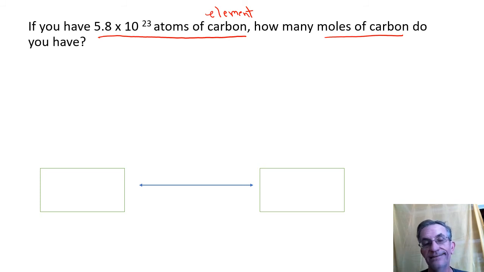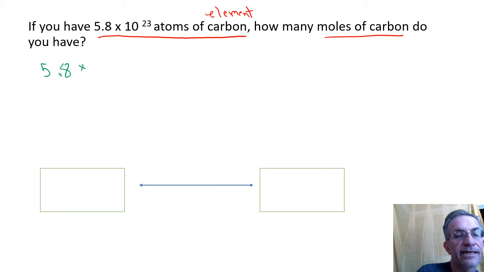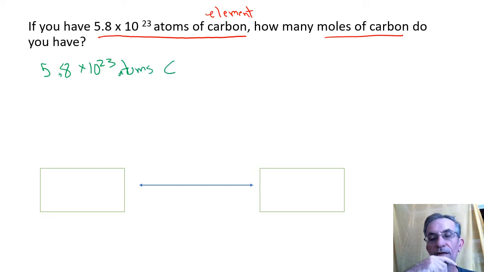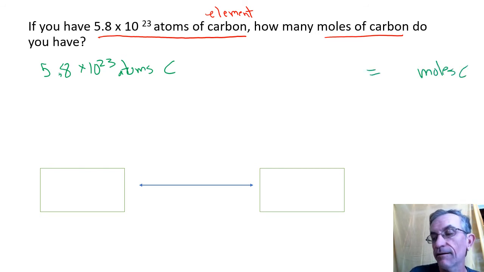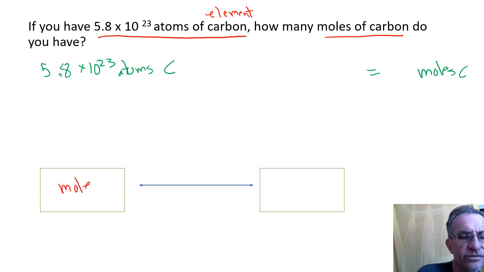So we're converting, right? You write down the beginning number, 5.8 times 10 to the 23 atoms of carbon. You write down where you're trying to go. We're trying to go to moles of carbon. Now, we need a conversion factor, right? So the conversion factor says, let me write it down one more time here, to go from moles to any particle. The particles have different names.